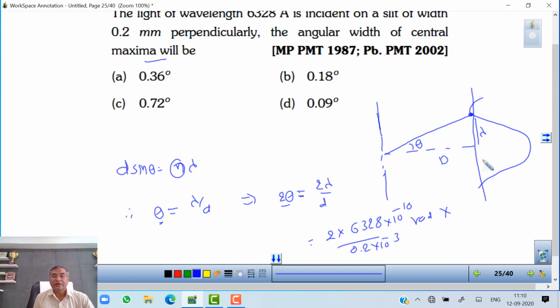So I can directly simplify this by multiplying with 180 degree divided by pi. So you will get the answer in degree.